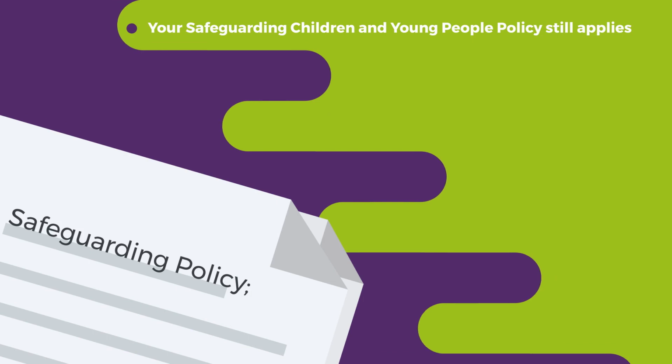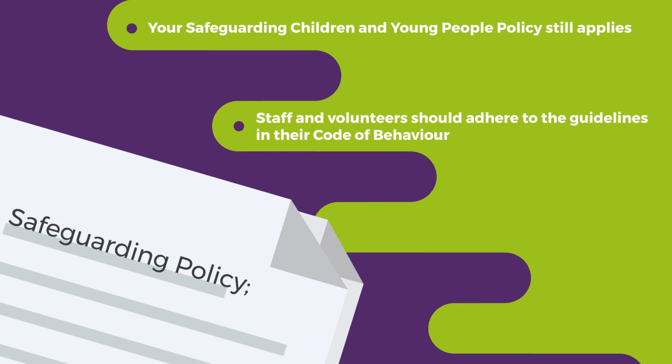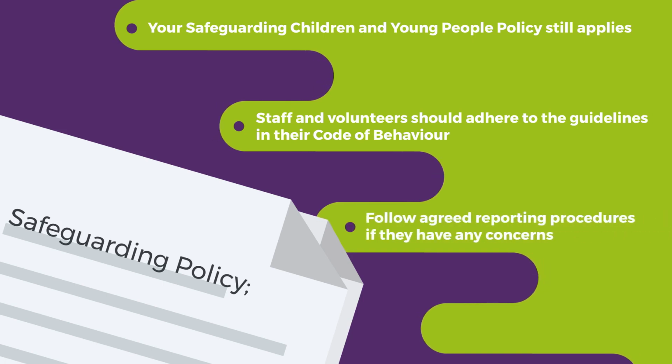Adhere to your organisation's safeguarding policy. Your Safeguarding Children and Young People policy still applies. Staff and volunteers should adhere to the guidelines in their code of behaviour and follow agreed reporting procedures if they have any concerns or where a disclosure is made.